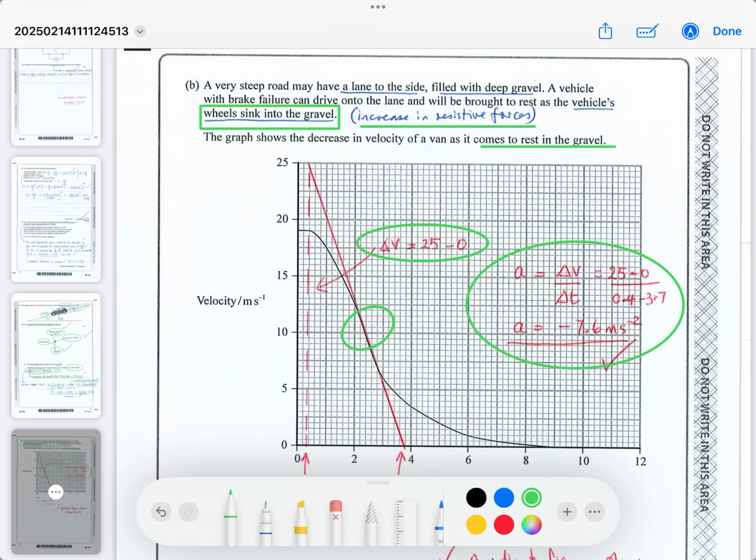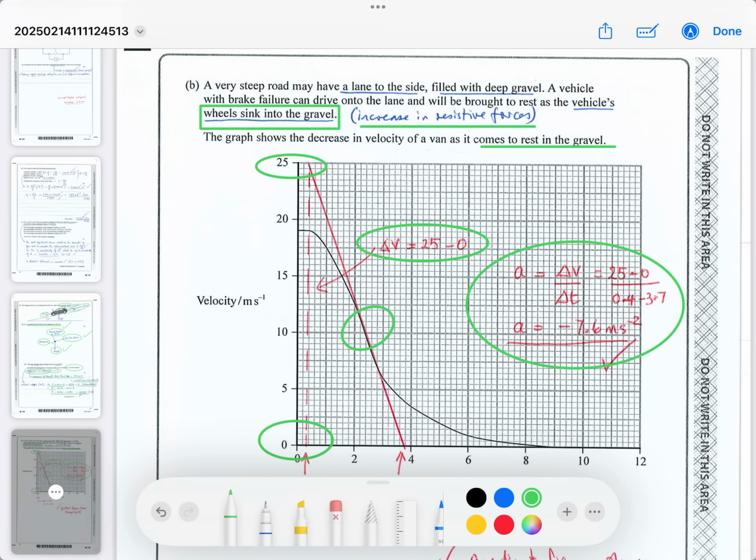You can see the way I've done it on the graph. I've shown my tangent at the steepest point of the graph because they've asked us to work out the maximum rate of deceleration. So it'll be the steepest point of the graph. You can see my values are clearly shown, from 25 at the top for the change of velocity to 0 at the bottom.